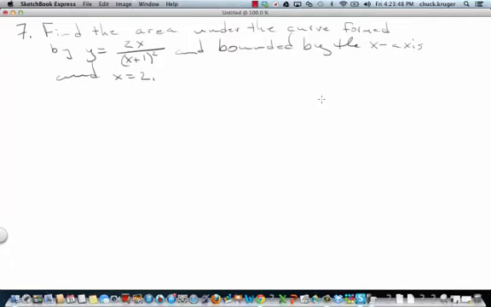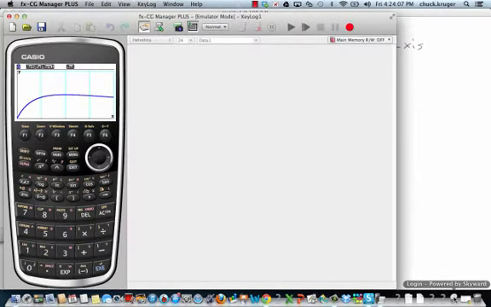Okay, here's problem 7, and it's a little bit more complex than the previous problems. It says find the area under the curve formed by the equation y equals 2x over the quantity x plus 1 squared and bounded by the x-axis and x equals 2. And what I did is on my calculator, I graphed that, and that's what that looks like. So I'm talking about this area over here in which I'm trying to figure this out.